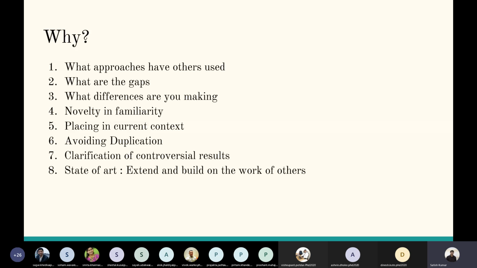As well as the clarification of controversial results is one of the major things. So at the last, state of the art, like extending and building on the work of others. The gap you are finding out is nothing but the basis on which you are building your work. So based on the gap, these are the different points. It is not limited to eight, but these are the minimum 8 points you need to remember for why you need to do a literature review survey.